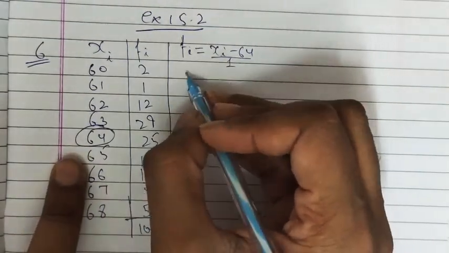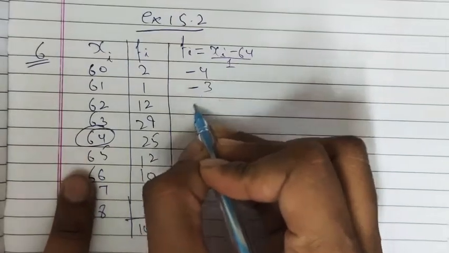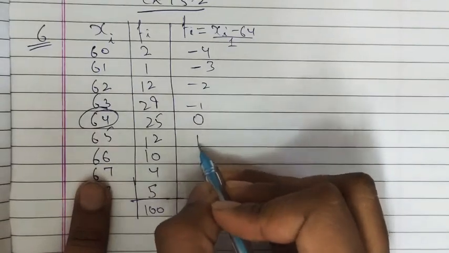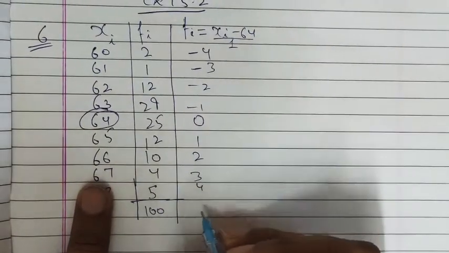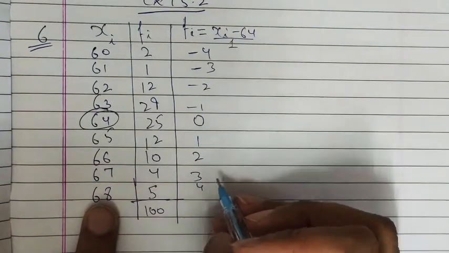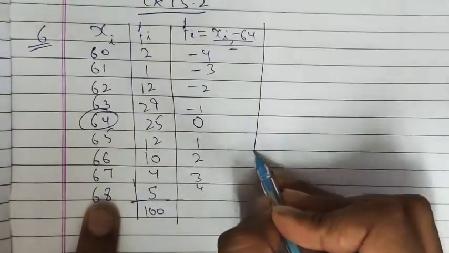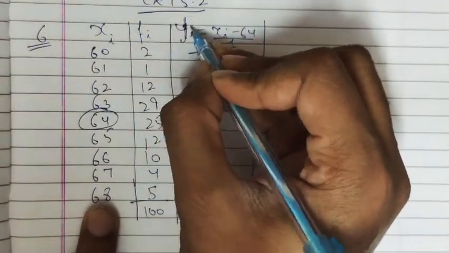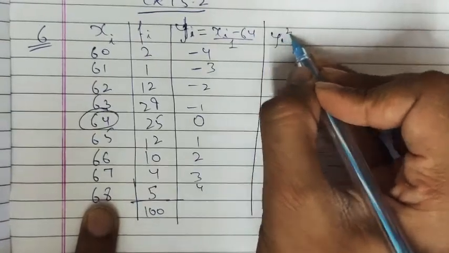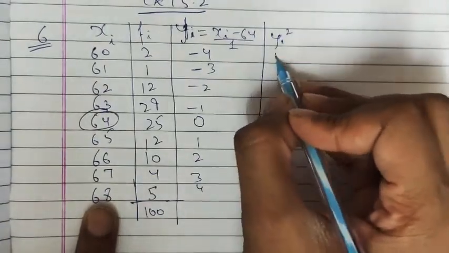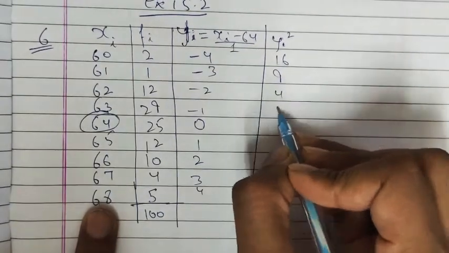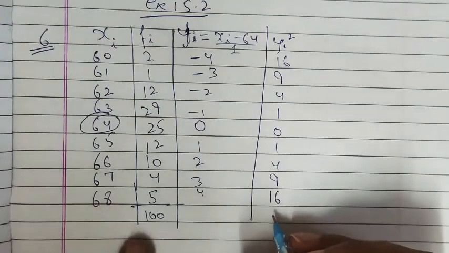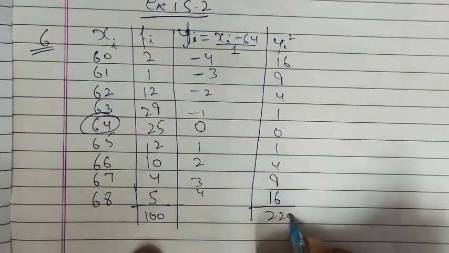So 60 minus 64 is minus 4, then minus 3, then minus 2, then minus 1. This is the process of shortcut method. So use this process 1, 2, 3, 4, right? So next we have square of this. You can take it as yi also. So square of this is yi square. So yi square is 4 square is 16, 9, 4, 1, 0, 1, 4, 9, 16, right? So sum of all this will be 220.